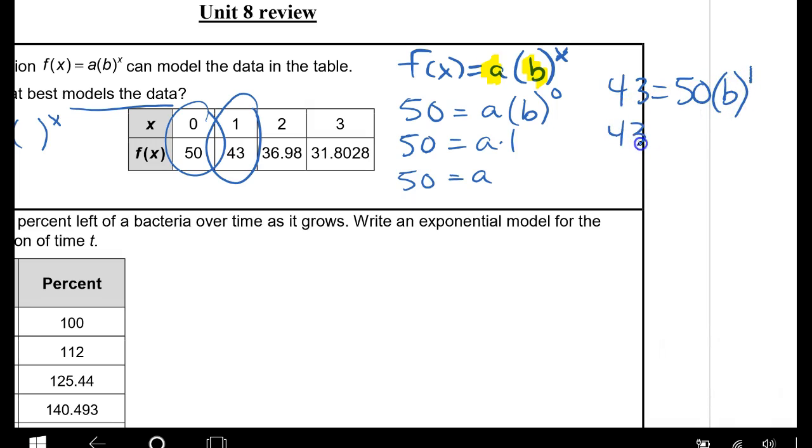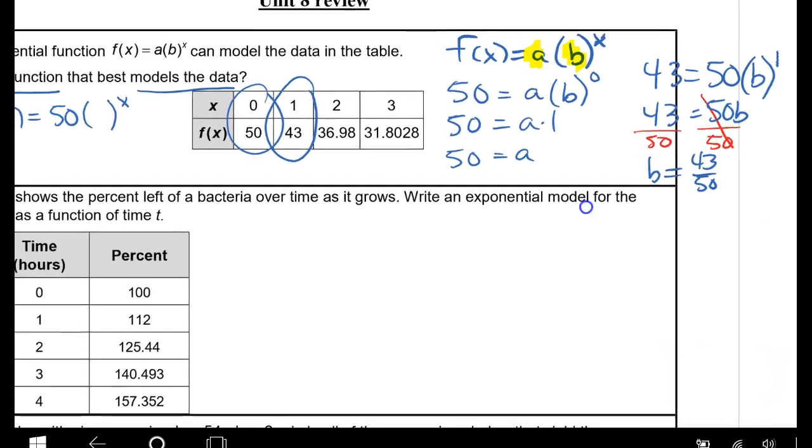Okay, so now in this next step, well, I know that b to the 1 is just b itself. So now we have 43 equals 50b. And now we're just going to use our usual solving equation skills here. Let's isolate the variable, and we can do that by dividing both sides by 50. 50 cancel out, and then b is equal to 43 over 50. And there's our b.